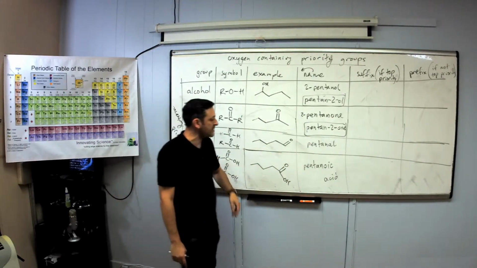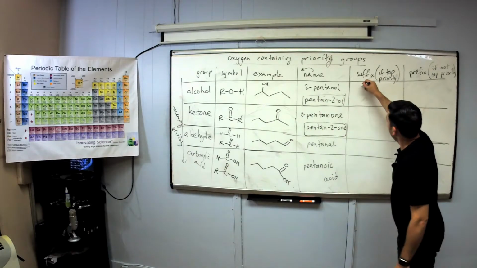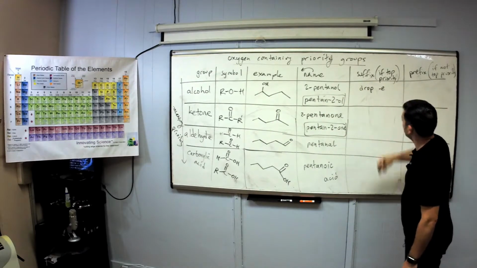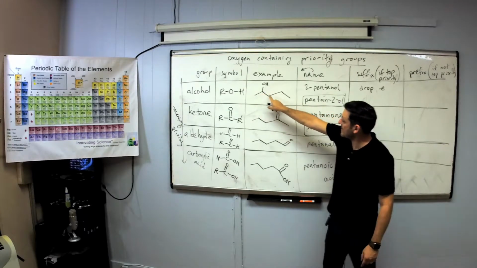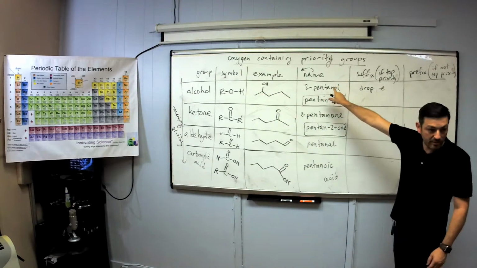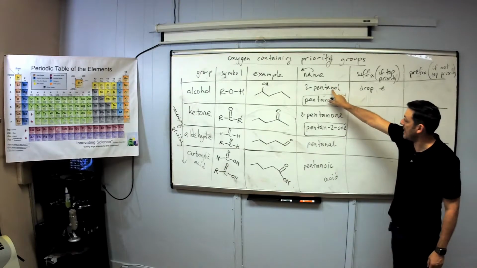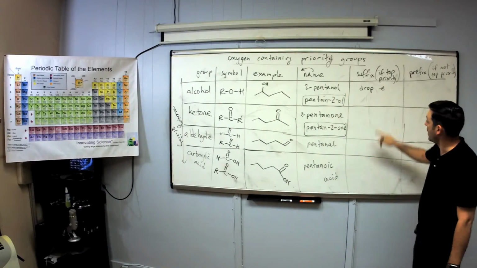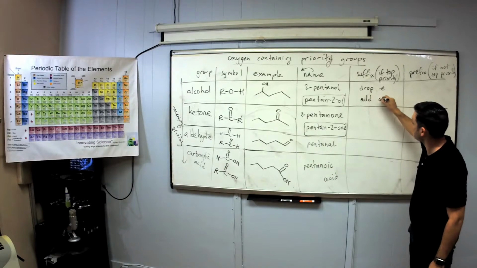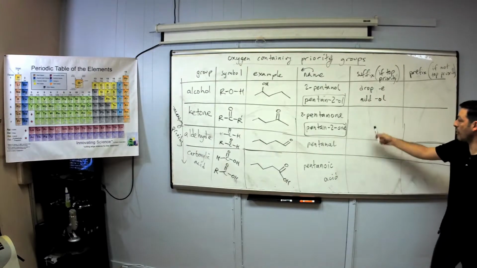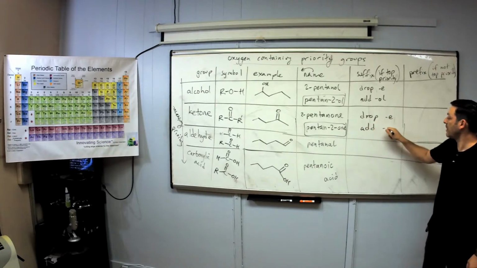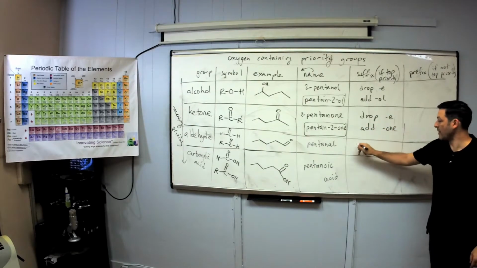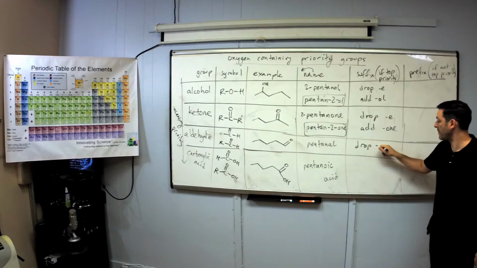What did I do in all these cases? I drop the letter E. Didn't I do that? Look at the name. Instead of pentane, it's pentanol, right? So instead of A and E, it's OL. I drop the letter E and I add ol. Over here, I drop the letter E and I add ONE. Over here, I drop the letter E and I add AL.